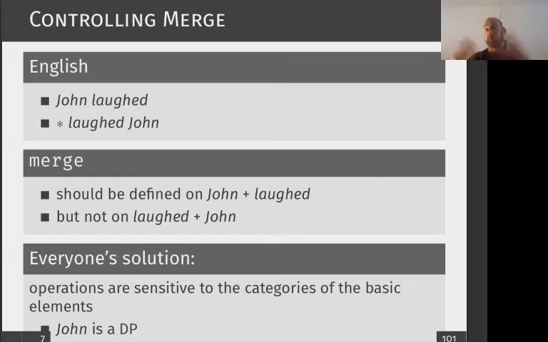But if you have sort of free merge, then suddenly the problem becomes salient. The problem that everyone has, that everyone solves in the same way, becomes salient. And so you have to actually say what you do. Okay? Everyone's solution is that the grammatical operations are sensitive to properties of the expressions. Okay? So John is a DP. Merge wants a DP to make a VP, and that's why they can be put together.